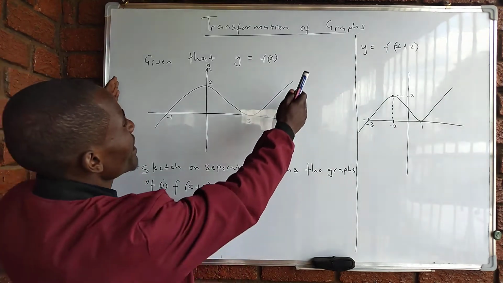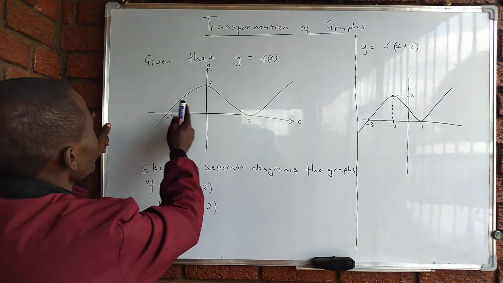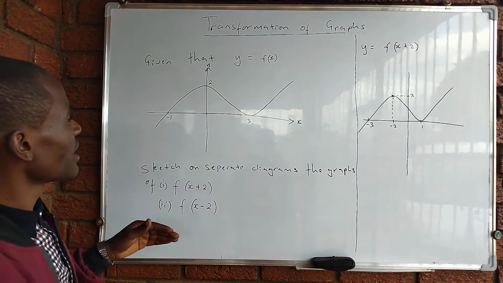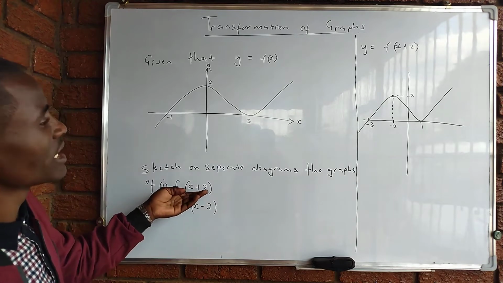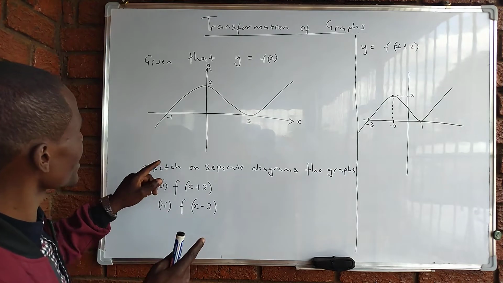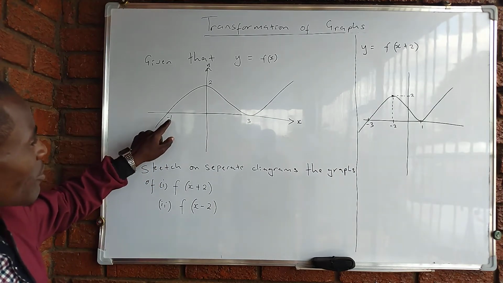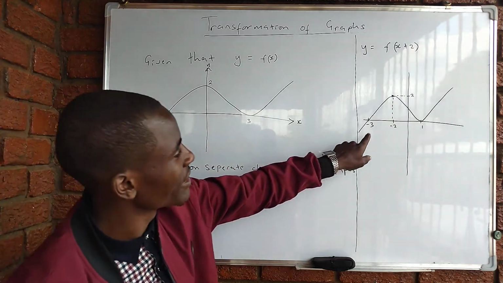So this graph is translated 2 units in the negative x direction, which means it moves 2 units leftwards. A translation of 2 units leftwards, right? So to translate the curve, we take points: as this point moves 2 units in the negative direction, it goes to -3.